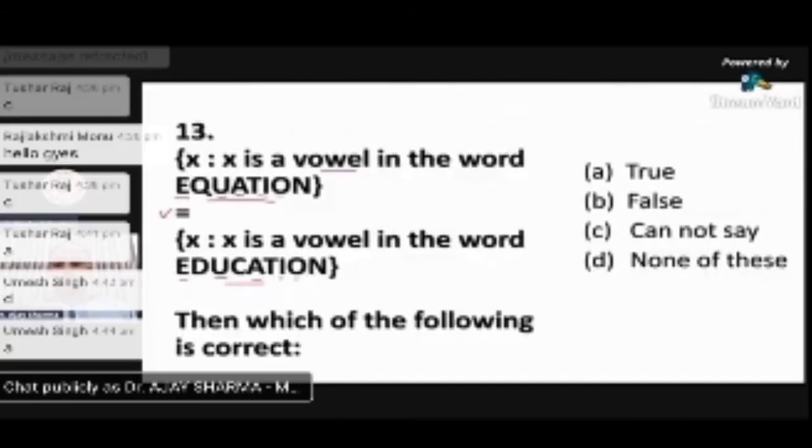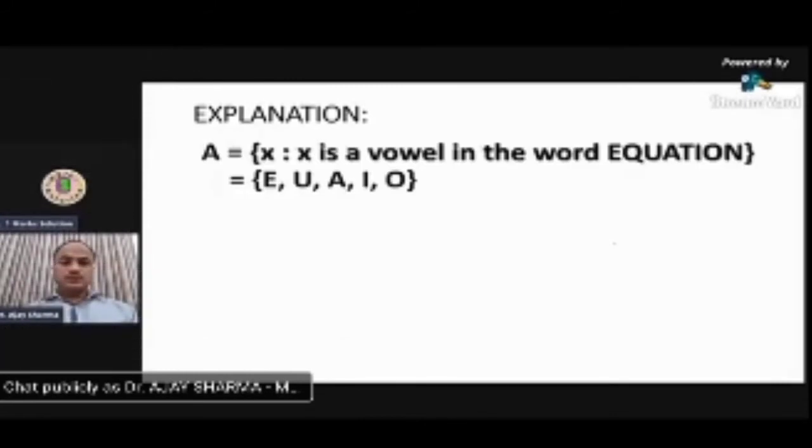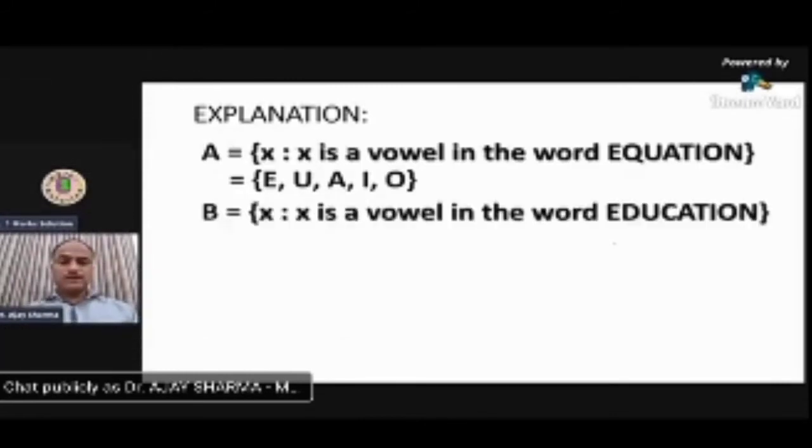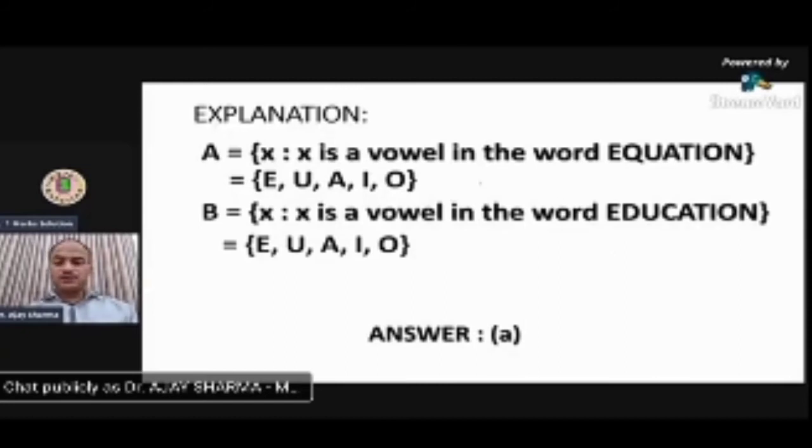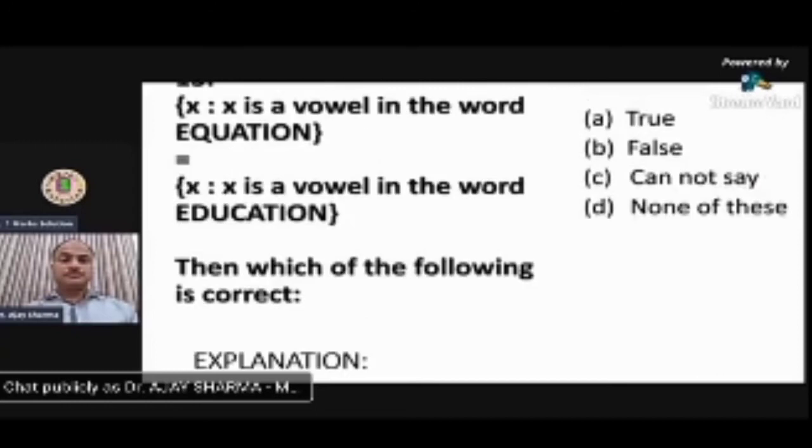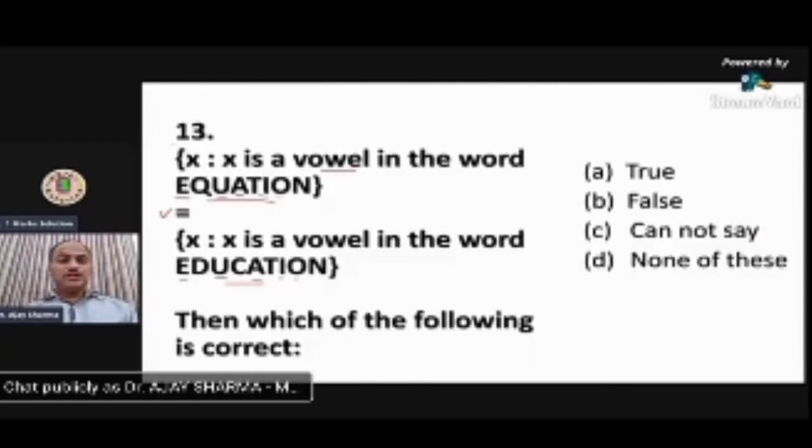Now out of this we have to tell which option is correct. Obviously we have seen the elements of set A and the elements of set B, both are the same. So we can say the first option is correct. Why is it correct? Because it was given that this set is equal to this set. So equality is the correct symbol here, and true can be written there. So this statement is true.